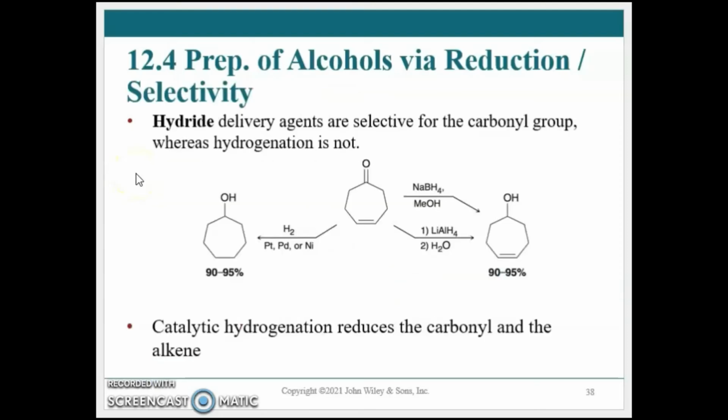Our two hydride delivery agents, sodium borohydride and lithium aluminum hydride, are selective for the carbonyl group, whereas hydrogenation is not. So in this example, we have this seven-membered ring.